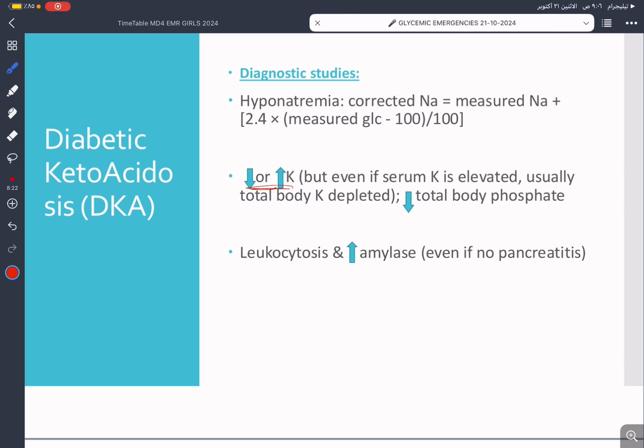Sometimes you'll find leukocytosis, for example, that causes infection like UTI or pneumonia. It has a high amylase and lipase that might give you a clue that it causes pancreatitis. Of course, the amylase is not specific; sometimes it increases and that does not mean pancreatitis. And how do we diagnose pancreatitis?